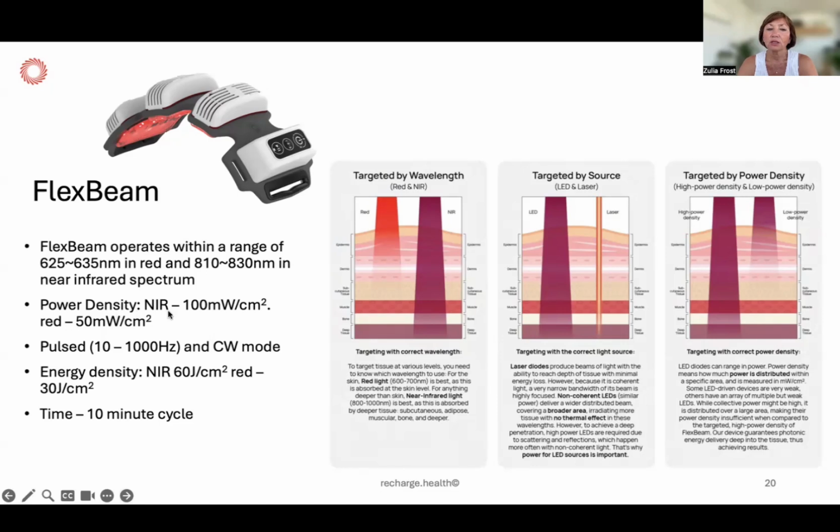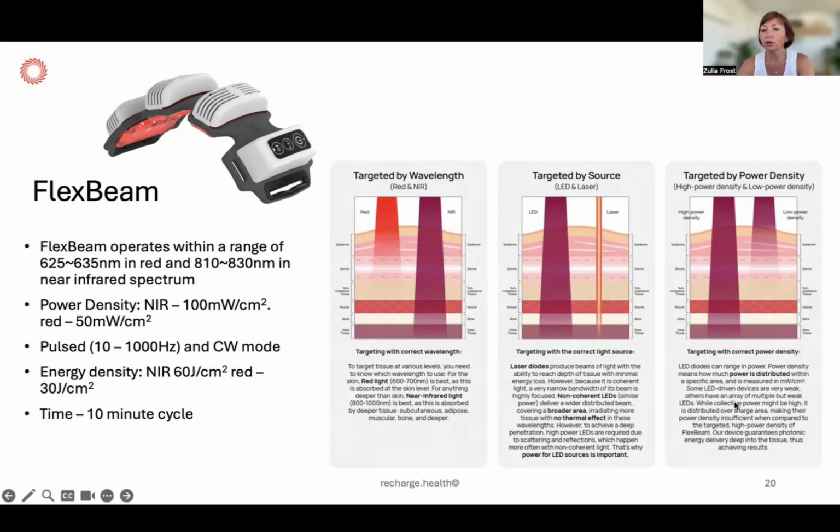So power density in near-infrared light is 100 milliwatt per centimeter squared, and red is 50 milliwatt per centimeter squared. And light is pulsed between 10 to 1000 hertz in programs 1 and 2, and continuous in program 3. And energy density with near-infrared light will be 60 joules per centimeter squared. Sorry, I made a mistake again. Oh yeah, in near-infrared, no mistake. Near-infrared light, 60 joules per centimeter squared, and in red, 30 joules per centimeter squared maximum. So the time is a 10 minute cycle.